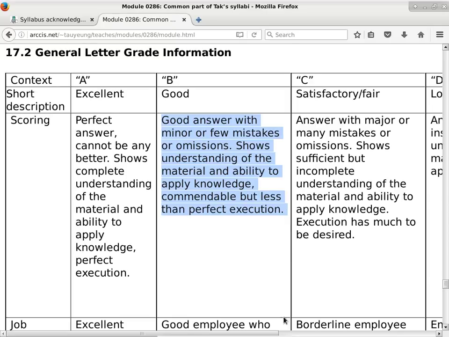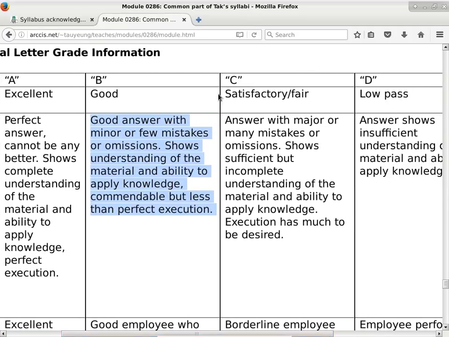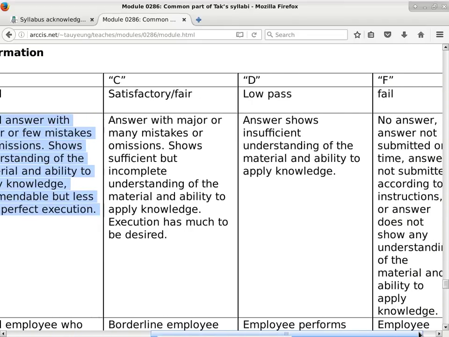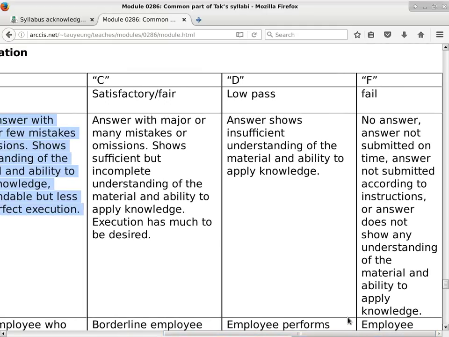A C would be something that has major flaws, major mistakes, major omissions, but it still barely, sufficiently shows understanding of the concept. A D would be an answer that sort of shows some understanding, but not enough. And an F means there's no answer, or the answer does not show any understanding of the topic at all. Is that okay? I know it's kind of fuzzy, because these are all words describing something.